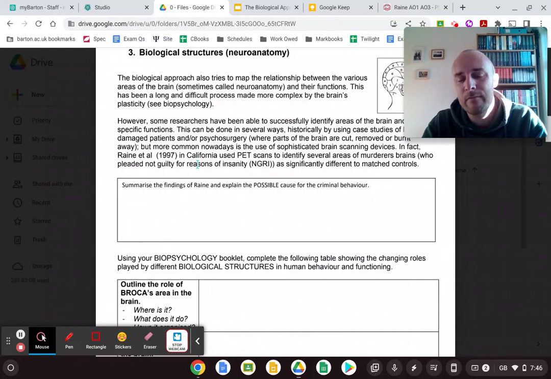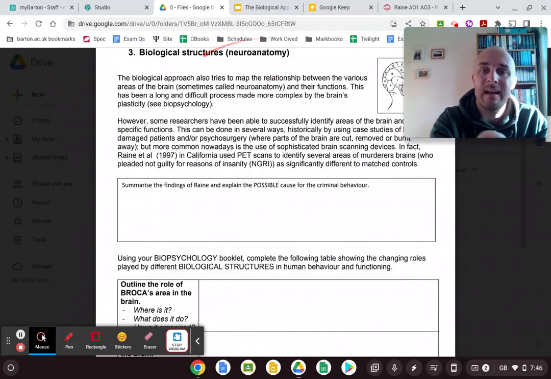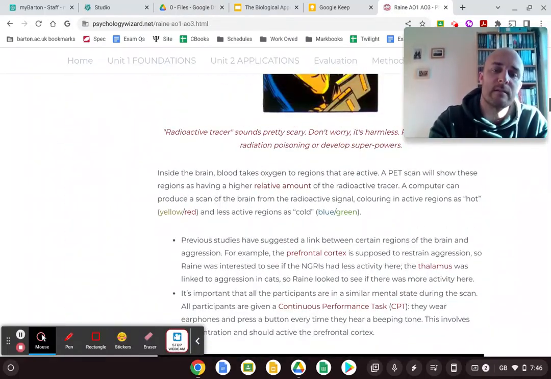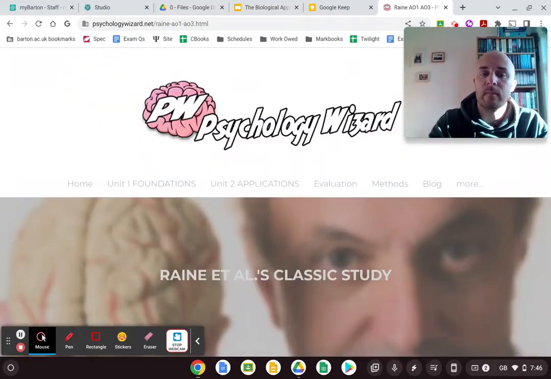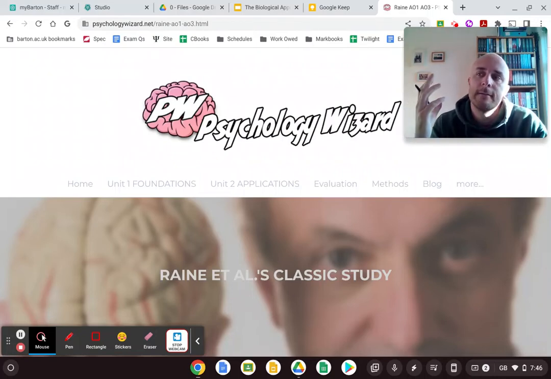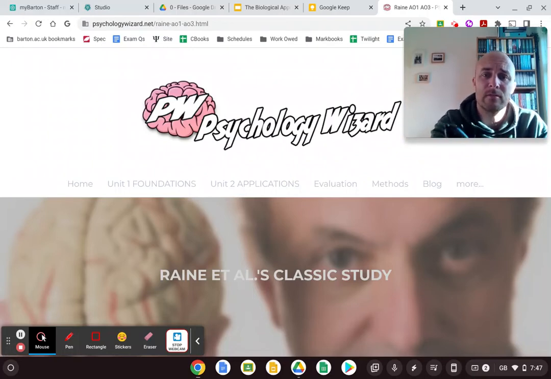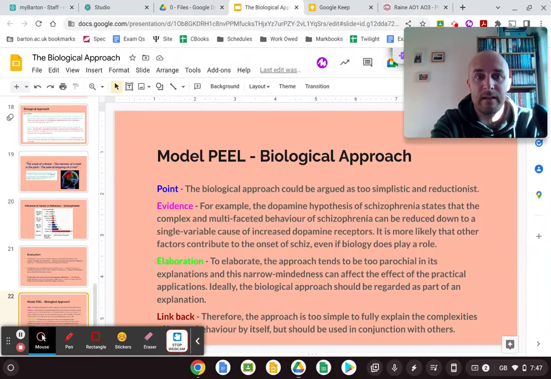Raine 1997 found, in terms of neuroanatomy, that, and there is a good slide here which I did find useful, I remember studying Raine a long time ago. Basically finding that there were neuroanatomical issues with people who were accused of murder, basically. So it's kind of saying that they don't have any free will in murdering people. It was just because their brain was basically damaged.